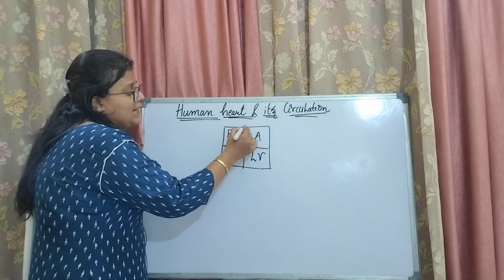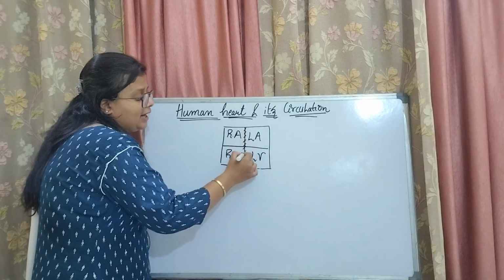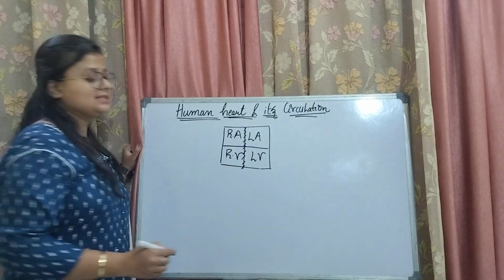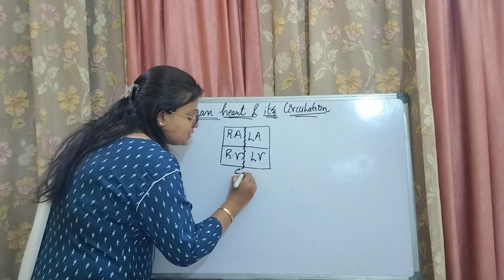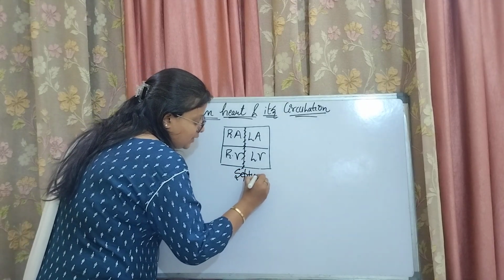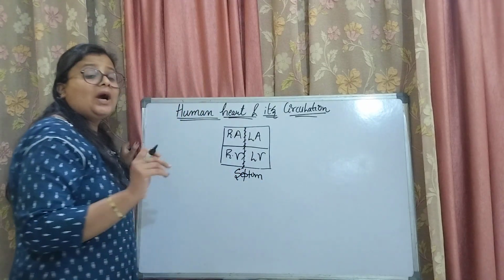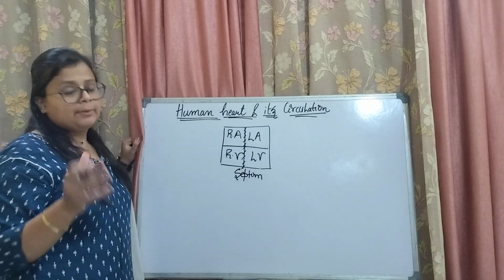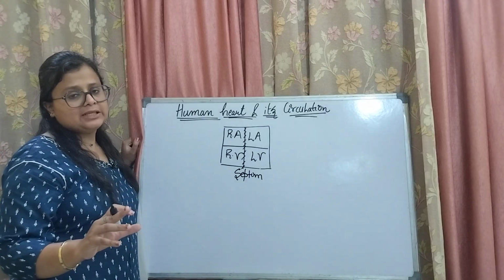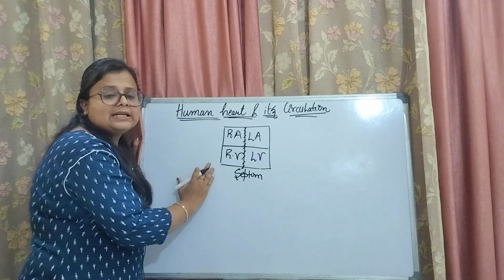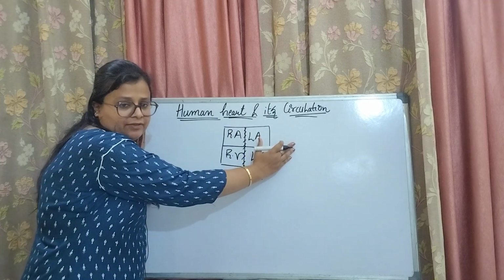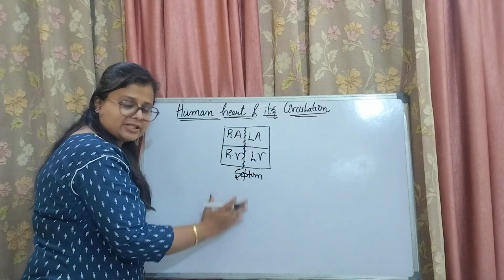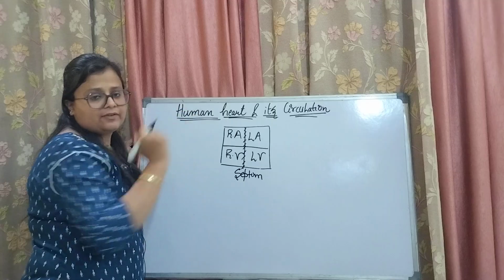Now the division that separates the left and the right side of the heart is known as the septum. What is the division known as? The division is known as the septum. Now what is the significance of this septum? The significance of this septum is to separate the right hand side of the heart from the left hand side. So that is a separation between the right hand side and the left hand side.